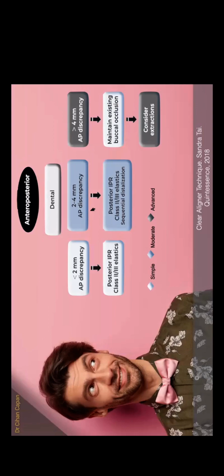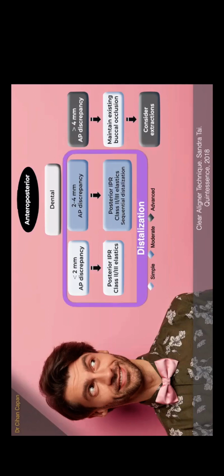And if we have more than 4 millimeter anterior posterior discrepancy, that means we have a full cusp relationship, class 2 relationship for example, then we may exit the buccal occlusion, and then we can consider the extraction. When we do extraction, then it's automatically an advanced case for aligner therapies. So we can do distalization in this part, and if we have more than 4 millimeters, we can think about extraction, or we have to use stats.